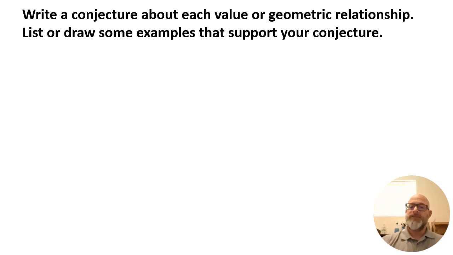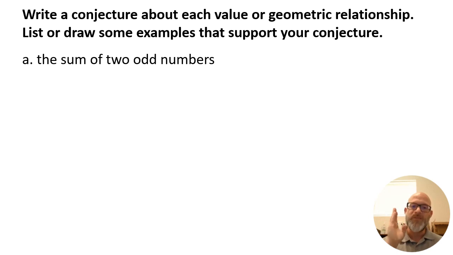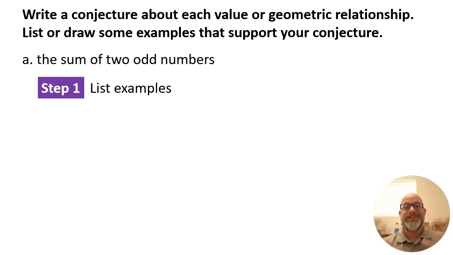All right, second type of problem is this. A little more involved, not much. Write a conjecture about each value or geometric relationship. List or draw some examples that support your conjecture. The sum of 2 odd numbers. All right, what steps will you need? First, you're going to have to actually list examples.